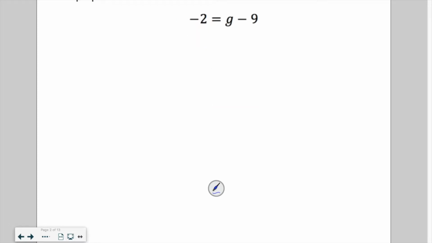Then for the next one, we've got negative 2 equals g minus 9. So again, draw my line. And then I'm going to look to see what is happening with the variable. This is being subtracted, g minus 9. So I'm going to do the opposite, which is adding 9. And remember, if I do it to one side, I have to do it to the other. So negative 9 plus 9 is 0, so this cancels out. I drop the g down. And we have negative 2 plus 9, which is a positive 7. So g equals 7.